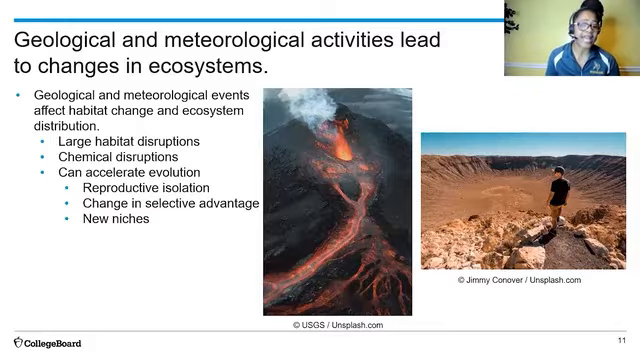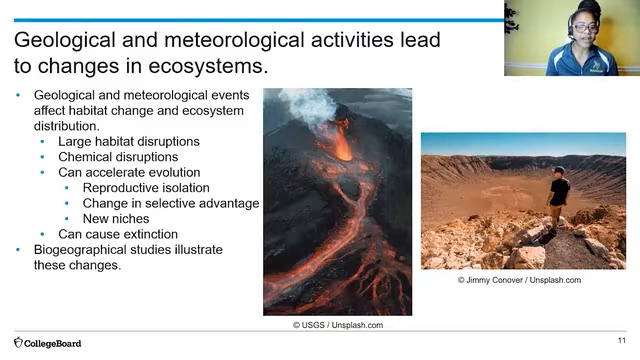These are some different ways that meteorological and geological events could accelerate evolution through reproductive isolation and changing selective advantages as the environment shifts. Definitely other traits might be selected for or selected against. Wiping out organisms can provide new niches for new organisms to flourish or prosper. Creating a mountain through a volcanic eruption can separate populations from one another and allow them permanent separation that could lead to evolution.